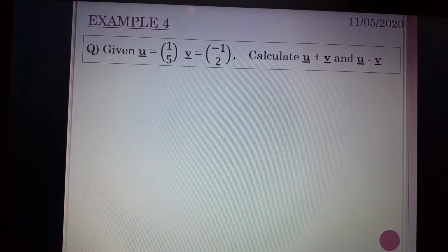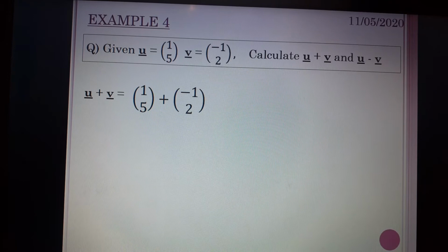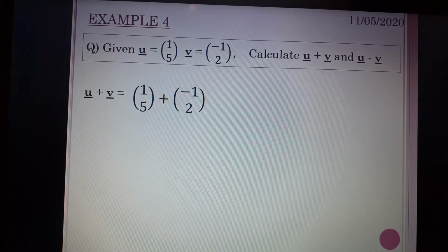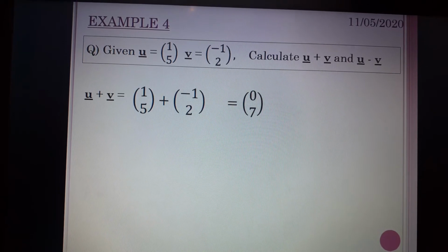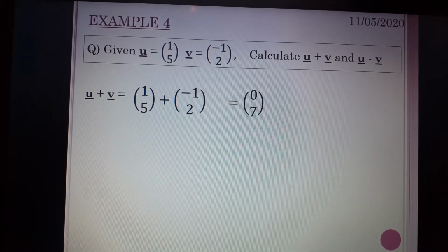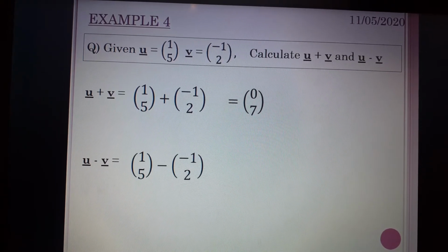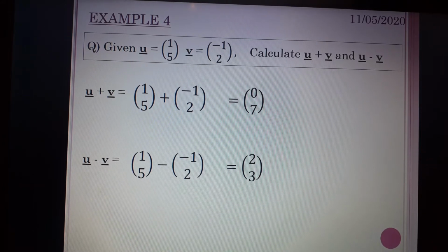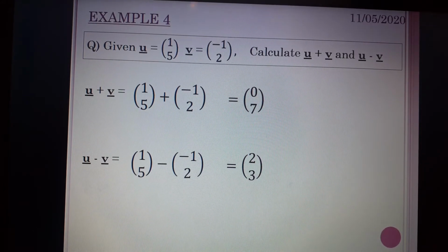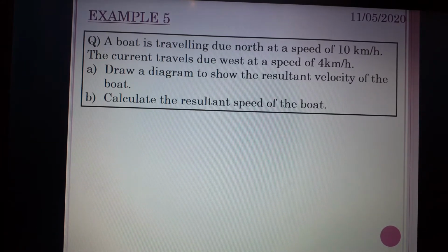Okay, so if we have these vectors here, u plus v will be 1 plus minus 1. Just be careful with your negatives, and 5 plus 2. So 1 plus negative 1 is 0, and 5 plus 2 is 7. u minus v, 1 minus minus 1, watch your double negatives, and 5 minus 2. So we have 1 minus minus 1, 1 plus 1, which is 2, 5 minus 2, which is 3.